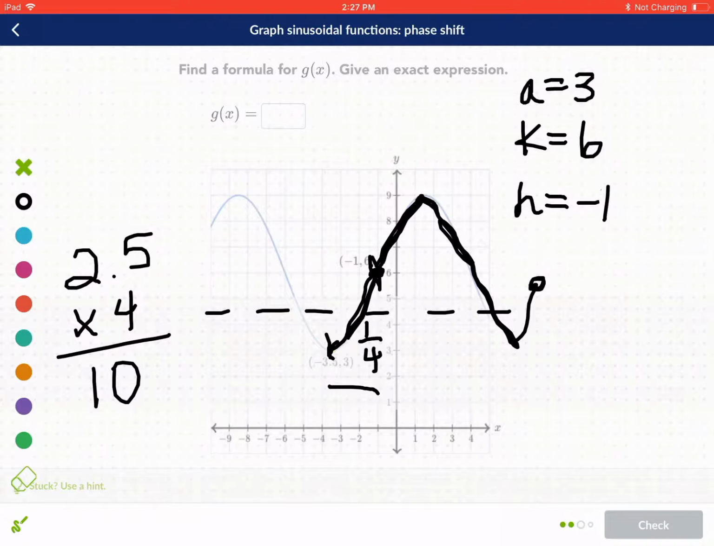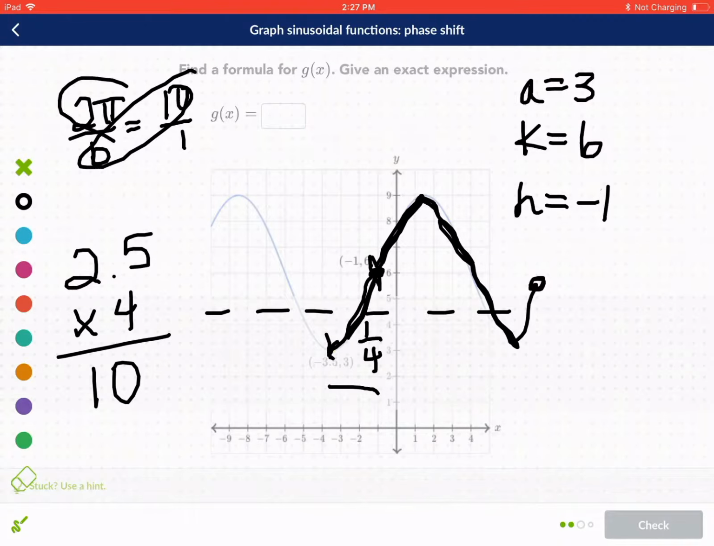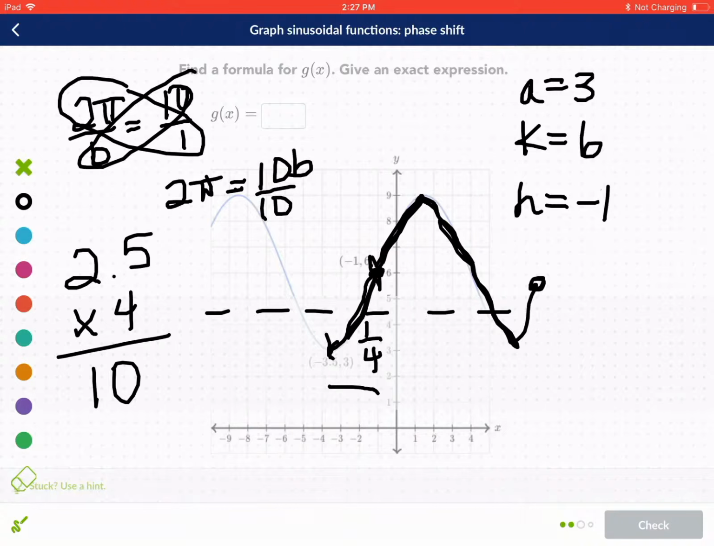Okay, so that's not your B value. Remember, 2 pi over B equals 10. So I just cross multiply here. So 2 pi equals 10b. Divide by 10, divide by 10. So 2 pi over 10 is pi over 5. So my B value is pi over 5.